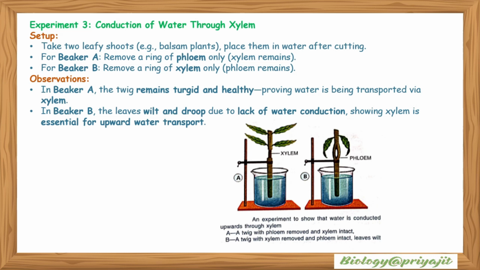Conduction of water through xylem. Set up: take leafy shoots or a balsam plant, and place them in water after cutting. For beaker A, remove a ring of phloem only, xylem remains there, and for beaker B, remove a ring of xylem only, phloem remains. Observation: in beaker A, the twig remains turgid and healthy, proving water is being transported via xylem. In beaker B, the leaves wilt and droop due to lack of water conduction, showing xylem is essential for upward water transport. The image shows water is conducted upwards through xylem.